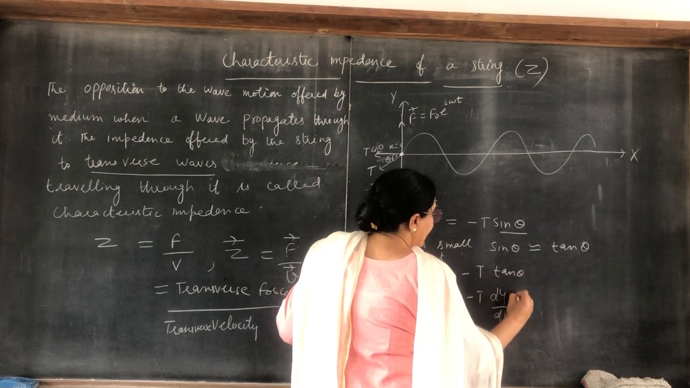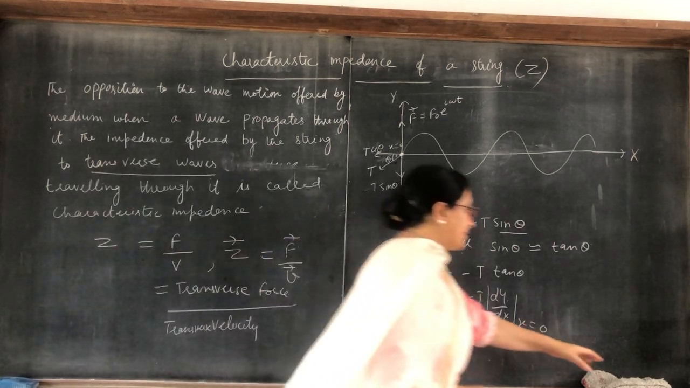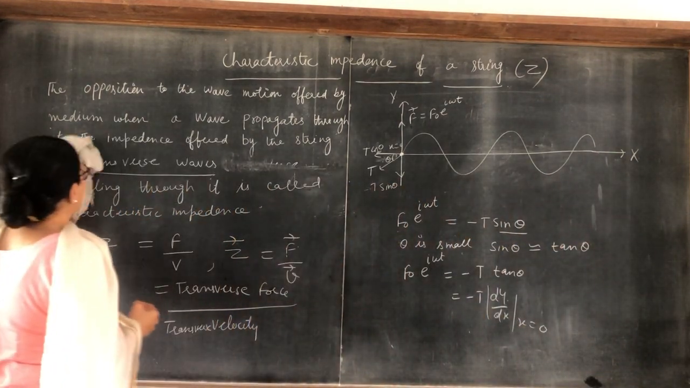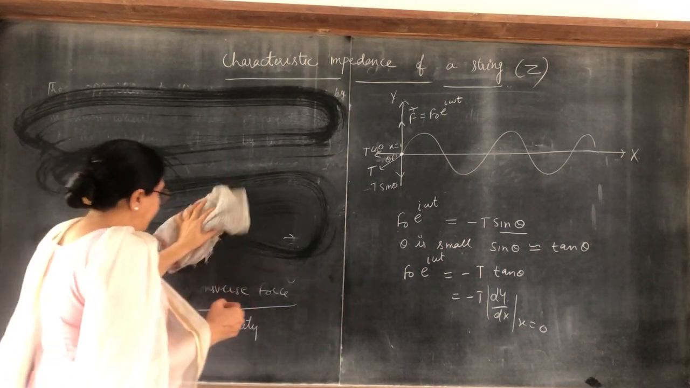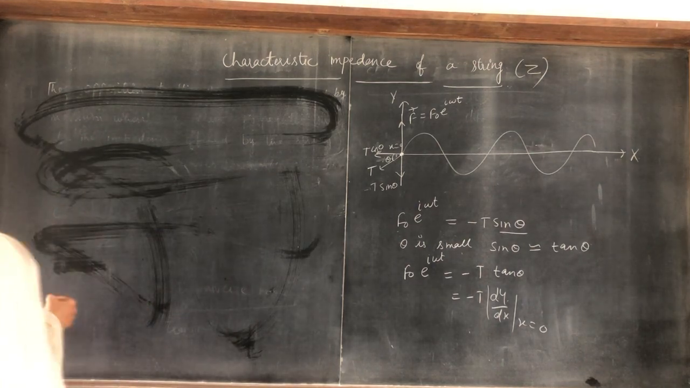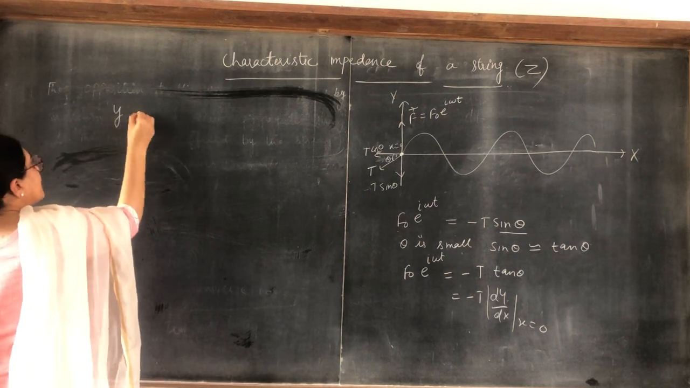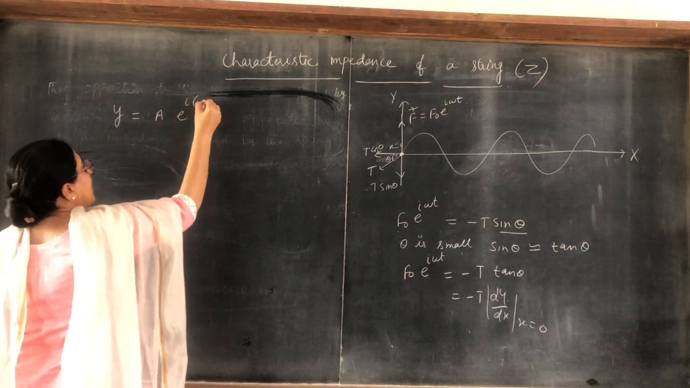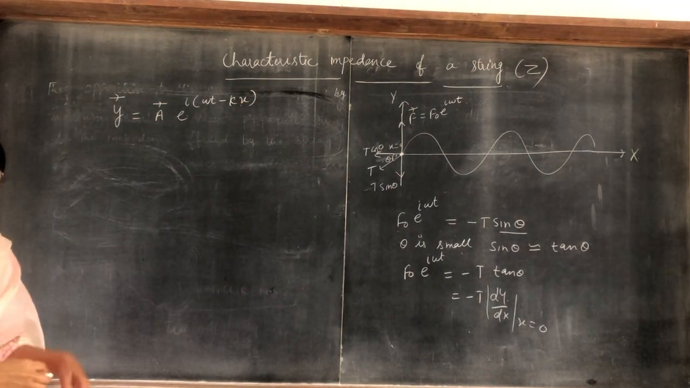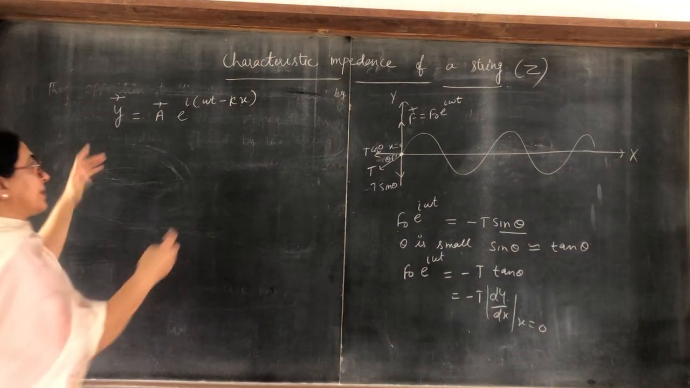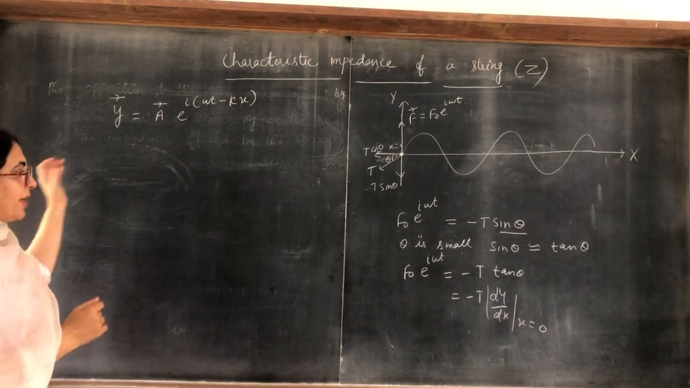You know that we derived the wave equation in the previous article, and we found the solution y equal to a e raised to the power iota omega t minus kx. In vector form you can write this, and in the simple way you can write y equal to a e raised to the power iota omega t minus kx. Now find the derivative of this.